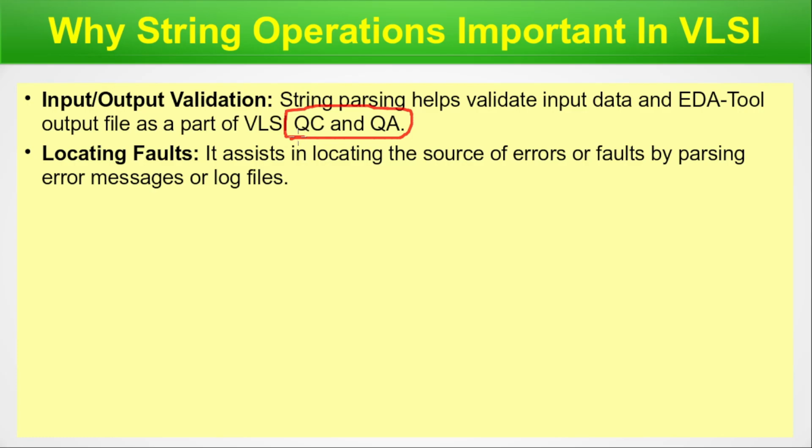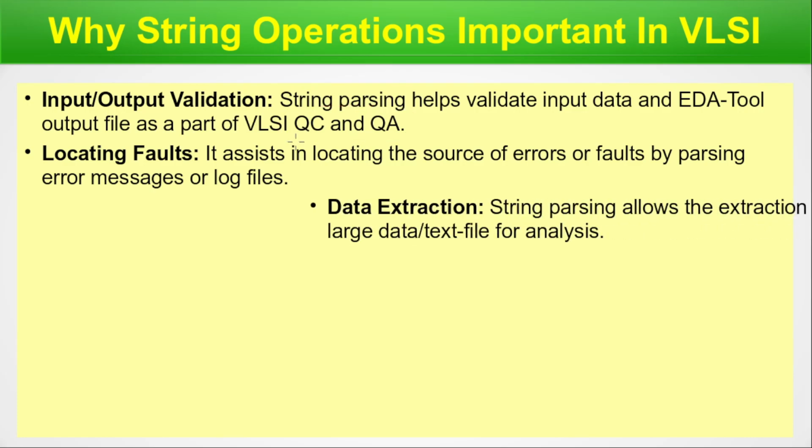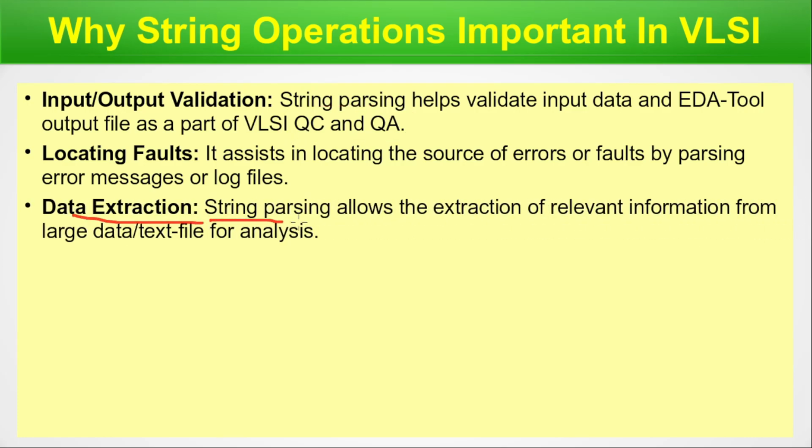So this is true for any other scripting language which can do parsing and string processing. The next point is data extraction. String parsing allows the extraction of relevant information from large data or text file for analysis. This means, say you have a large .lib file from which you want to extract some particular cell information. So you can have a script or Python module, and according to that module, you have to give the proper directions or instructions to extract the particular cell information from the .lib file.